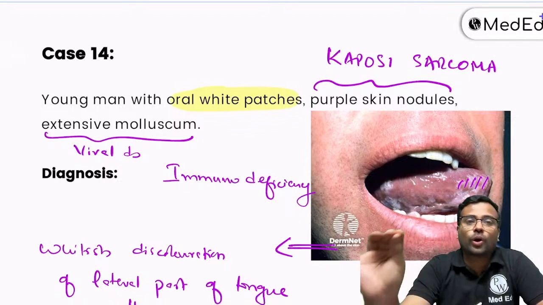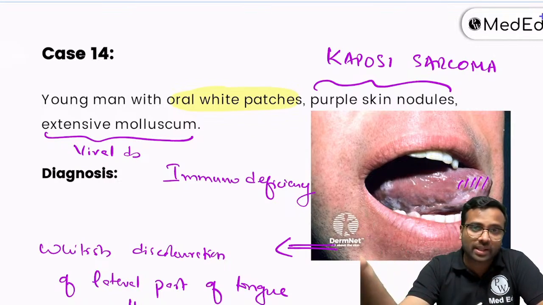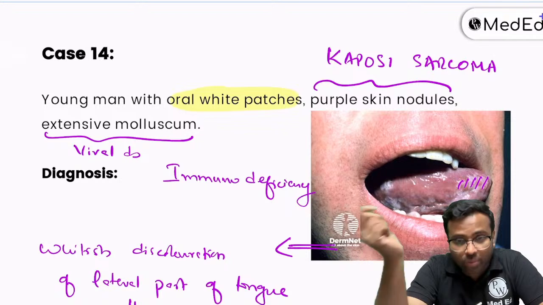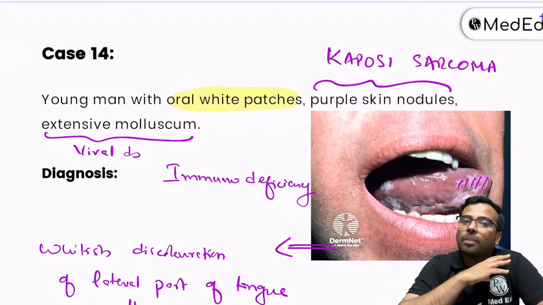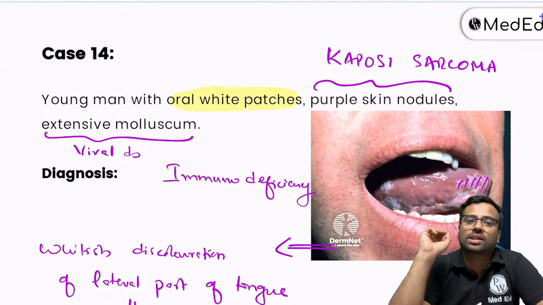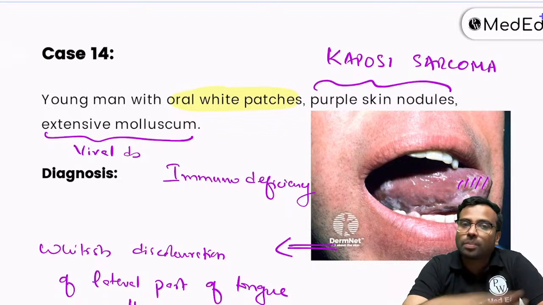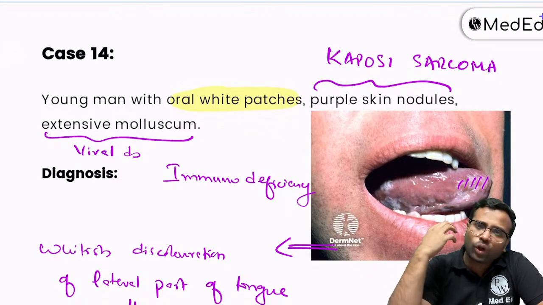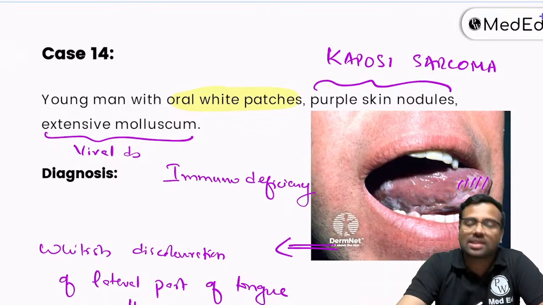Violaceous papules or nodules in the oral mucosa or the skin, which is called Kaposi sarcoma, is another one. There can be extensive molluscum contagiosum, extensive herpes simplex virus infection. So all those infections will become way too extensive.